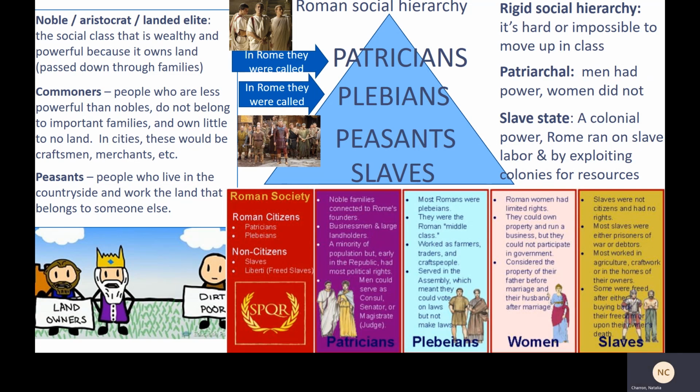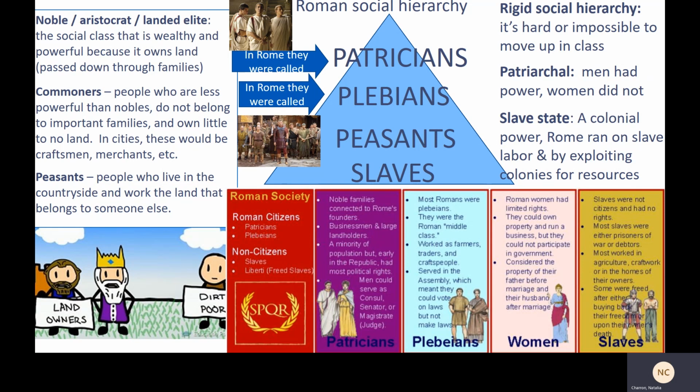Beneath them, we could call this group of people commoners. These are people who are much less powerful than the nobles. They did not belong to big, old, important families that had been there at the establishment of Rome, the city-state, back before 500 BC. They own little to no land. In cities, these would have been like craftsmen, merchants, that sort of thing. And in Rome, this group of people was called the plebeians.